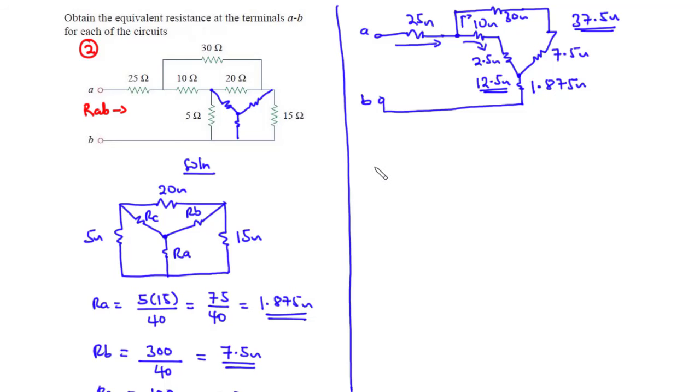So let's redraw the circuit. We have the terminals A, B. We have this to be the 25 ohms resistor. And then this is the 12.5 ohms resistor. And then also we have that in parallel with the 37.5 ohms resistor. And the two in series with the 1.875 ohms resistor.